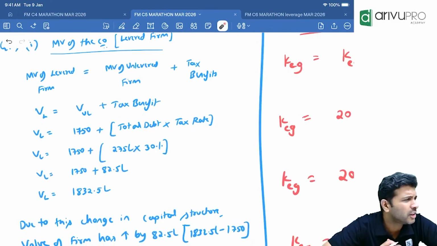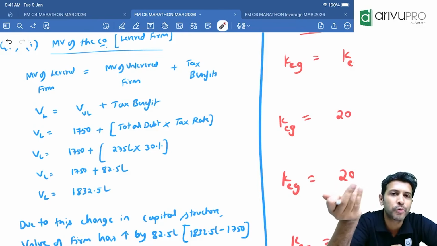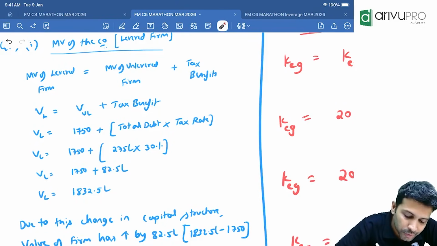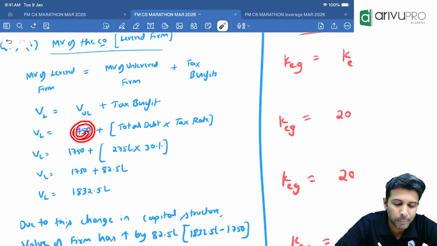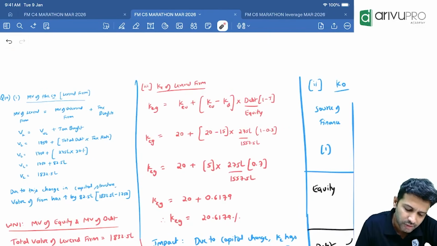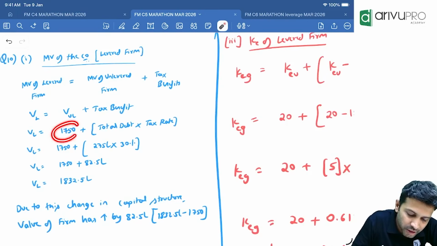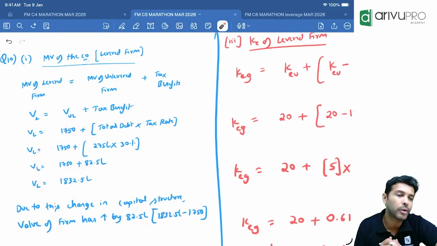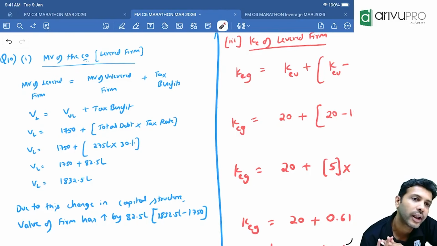When they say comment, you just say how much it was before and how much it is now. How much was the value of the firm before? Before replacing with the debt, the value of the firm was 1750. Now it has become 1832.5. So that means value has increased. By how much? From this number, it has become this number. So what is the change? 82.5. That's all.